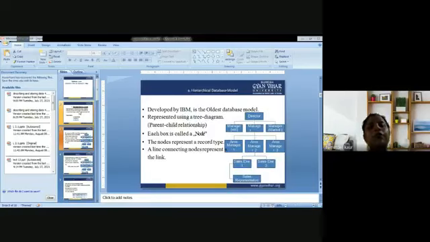So the first model that we are going to discuss is the hierarchical database model. So what is basically a hierarchical database model? As I told you earlier, it is a hierarchy that is being followed. There is top level management, middle level management, and in the end there could be end users. It was developed by IBM and it is the oldest database model.